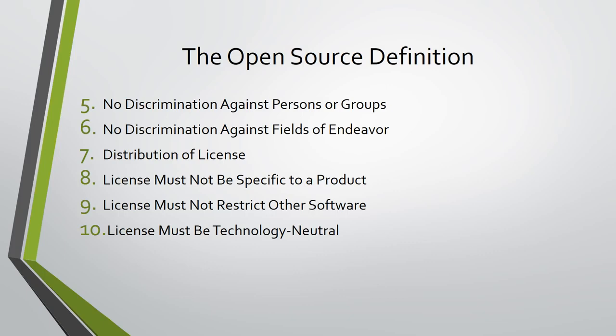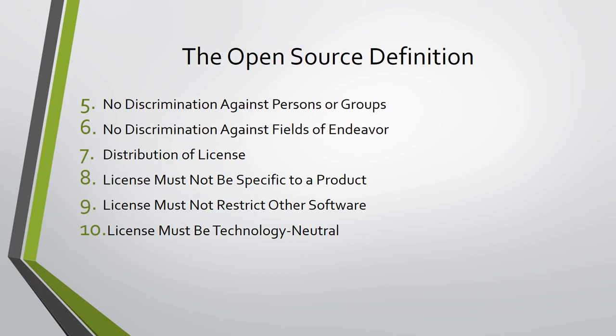8. License must not be specific to a product. The rights attached to the program must not depend on the program being part of a particular software distribution. If the program is extracted from that distribution and used or distributed within the terms of the program's license, all parties to whom the program is redistributed should have the same rights as those that are granted in conjunction with the original software distribution.